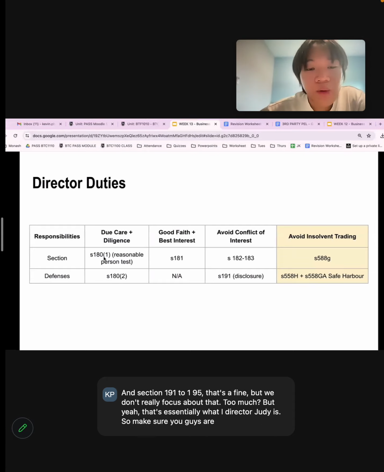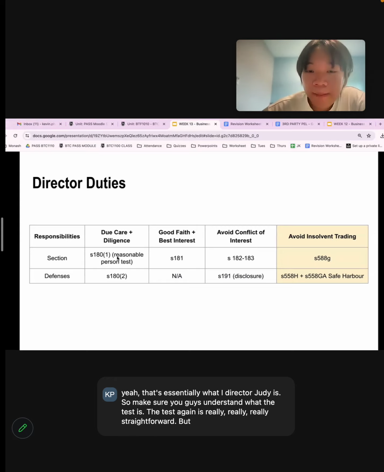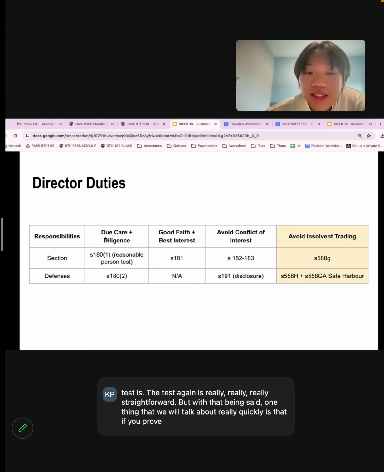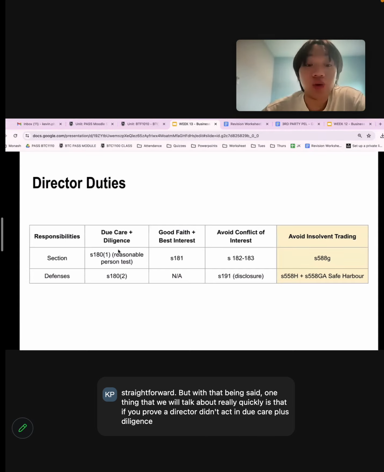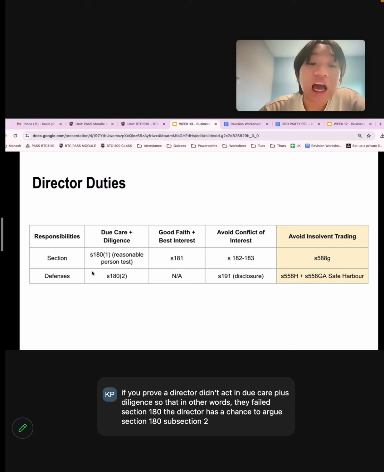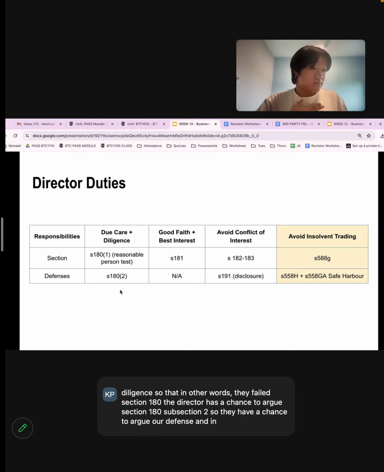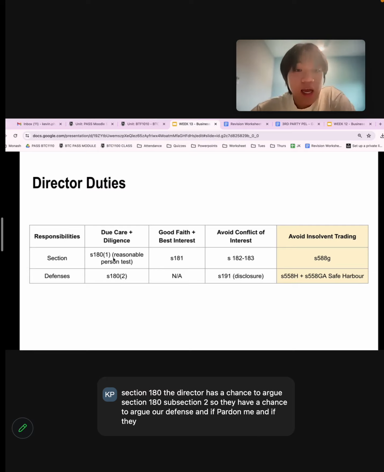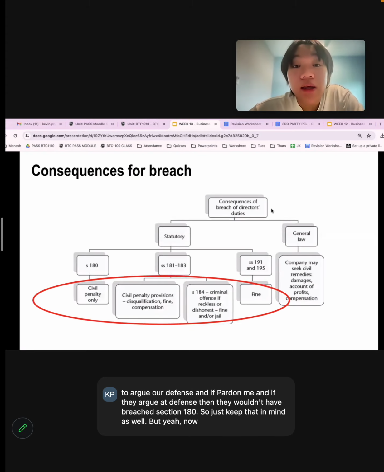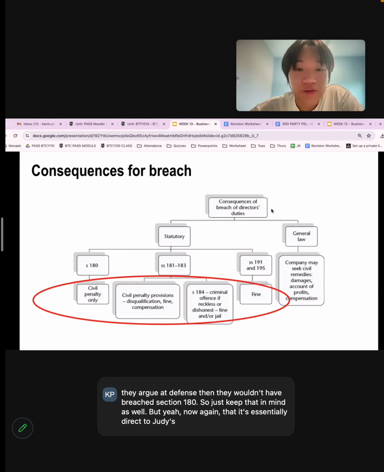So make sure you understand what the test is. The test, again, is really straightforward. But one thing we will talk about really quickly is that if you prove a director didn't act in due care plus diligence, in other words, they failed Section 180, the director has a chance to argue Section 180, subsection 2. So they have a chance to argue a defense. And if they argue a defense, then they wouldn't have breached Section 180. So just keep that in mind as well. But that is essentially director duties. Really straightforward topic as well.